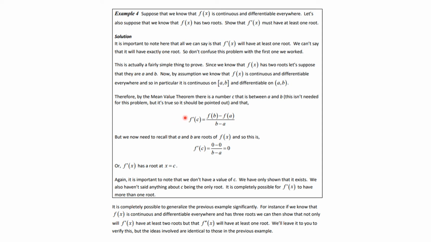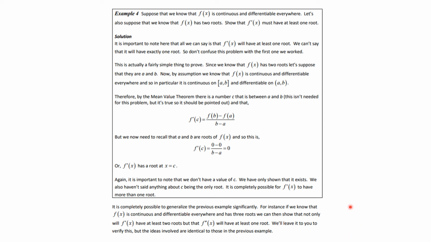Then we know that f satisfies the hypothesis of the mean value theorem. So we take f of b minus f of a all over b minus a, and there is a c such that f prime of c is equal to that. But that's going to be 0 minus 0, so there is a root at c. Now it's important to note we don't have a value for that, we only prove that it exists.